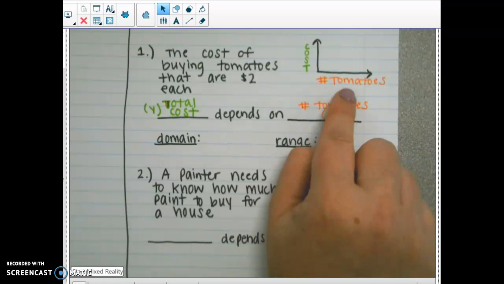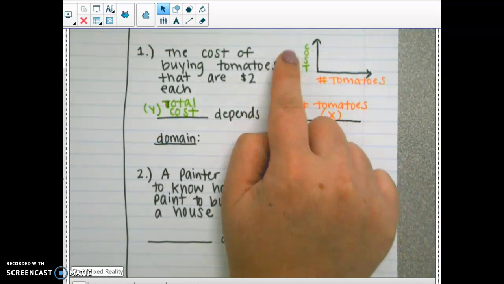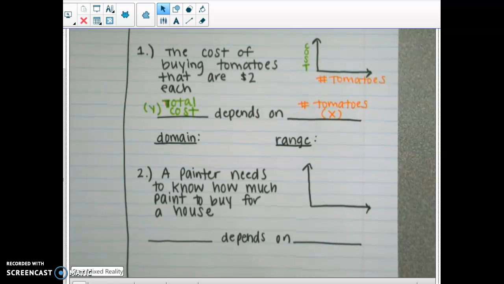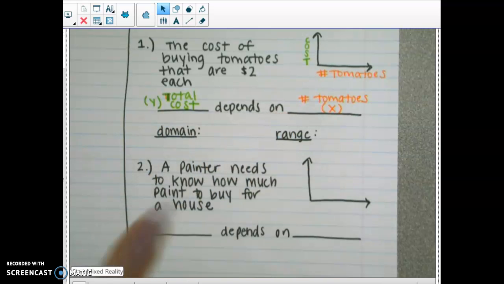The number of tomatoes that you buy is going to have an effect on how much it's going to cost you. All right, so there's multiple ways to think about it. Input, output. You're putting tomatoes in your basket. The cashier is telling you out loud basically how much it's going to cost. Or kind of read it as a blank depends on blank, or what is going to have an effect on something.